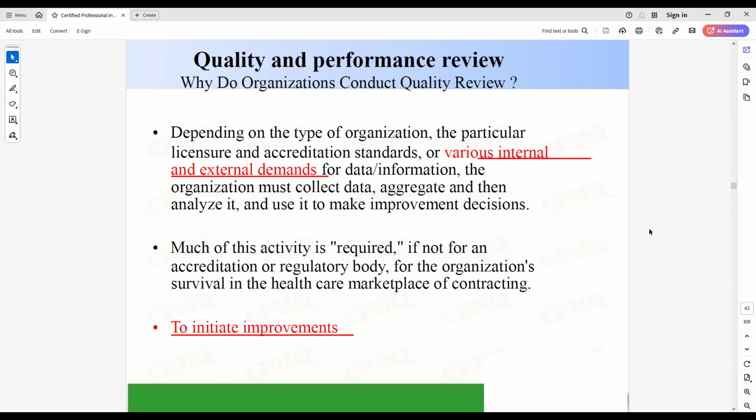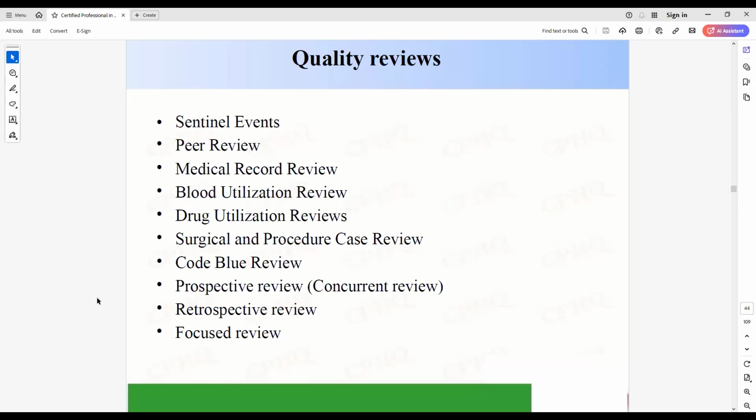Okay, quality and performance reviews. Depending on the type of the organization, the license and the accreditation standards, there are various internal or external demands for data and information that need to be collected and presented. If not for the accreditation or regulatory body, it's for organizational survival in healthcare. Quality reviews are done to initiate improvement. What do we mean by those reviews? These are the kinds of reviews that this is addressing.